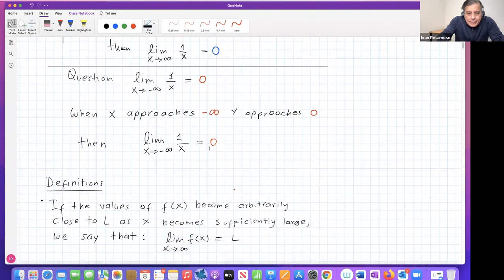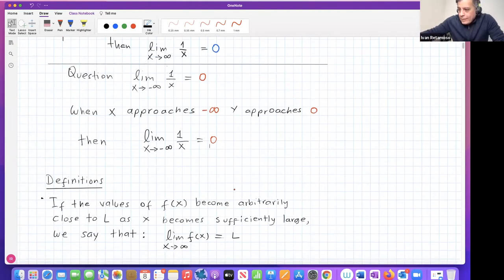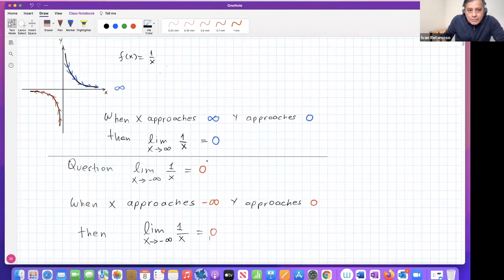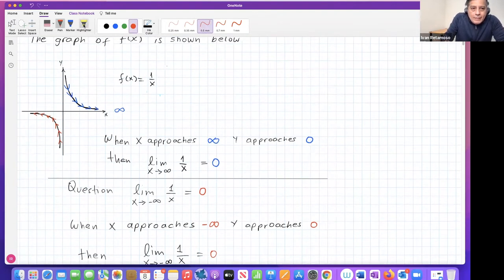Now, this is an idea of how these limits at infinity work. Here are the formal definitions, but before we go over them, I want you to catch something very important. Whenever this behavior is shown, this line is special, right? The curve gets closer and closer to this line, never touching it. This line is called a horizontal asymptote, okay? Horizontal asymptote, let's write it nicely here.